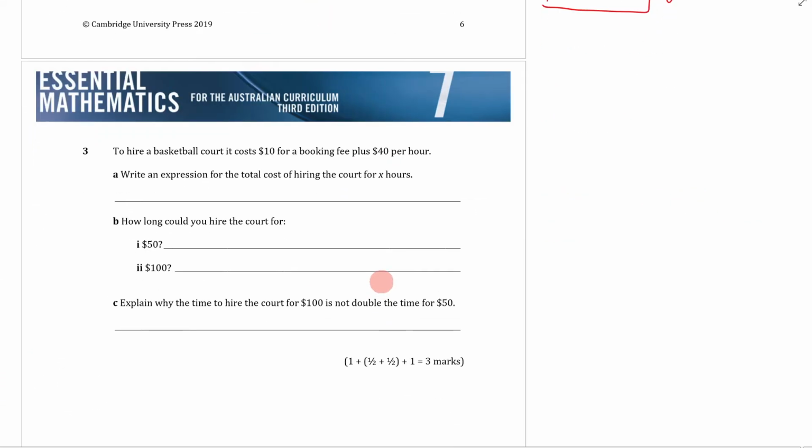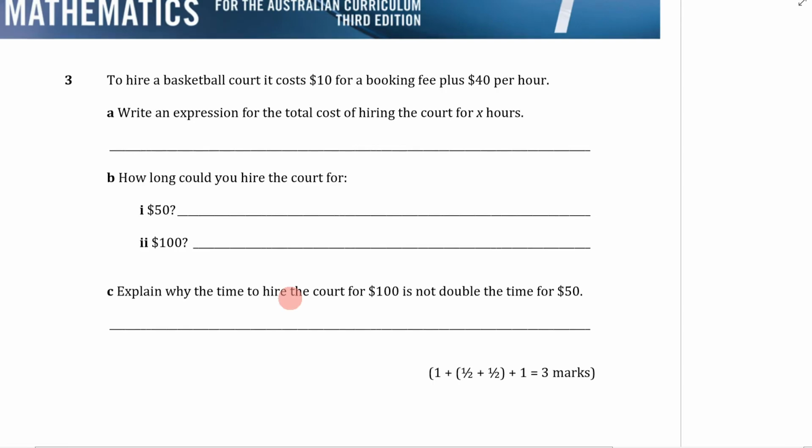Perfect. Last one. To hire a basketball court, it costs $10 for a booking fee plus $40 per hour. This is like the question we did yesterday. Write an expression for the total cost of hiring the court for x hours. Okay, so it's $10 for the booking fee plus $40 an hour. So it's going to be 10 plus 40x.